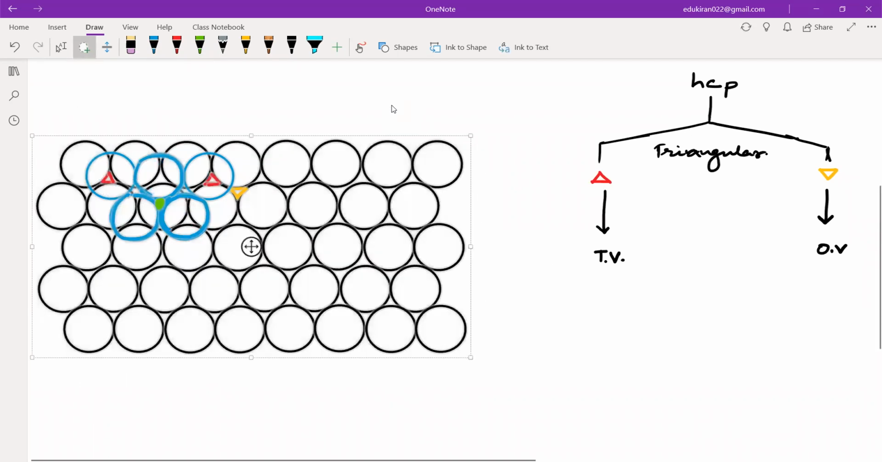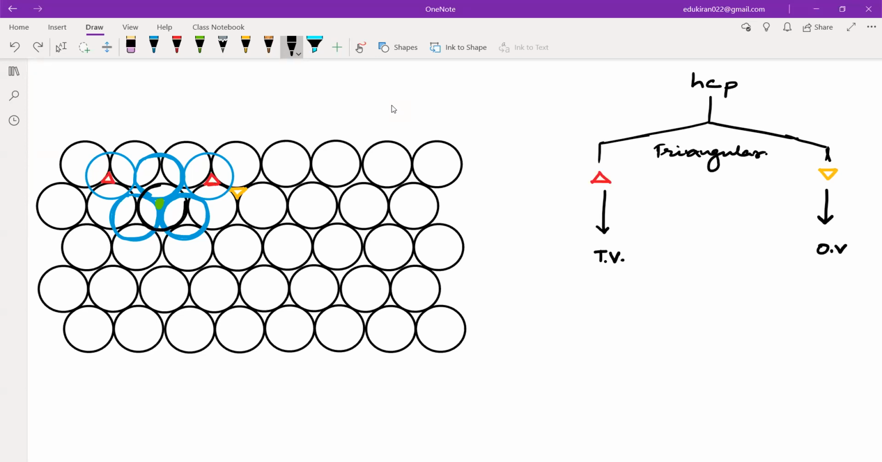It may look like a triangular void, but can you see just below that triangular void, an atom is present, a black atom is present, right? So it is a tetrahedral void, right? Yes or no? Yes. This is a tetrahedral void because we have this black atom also.